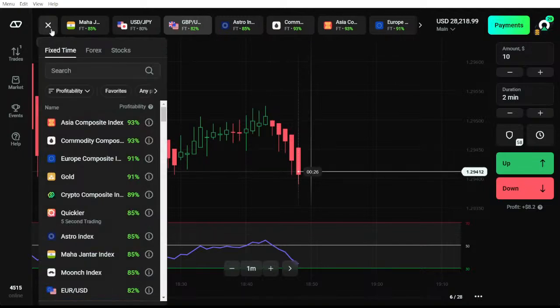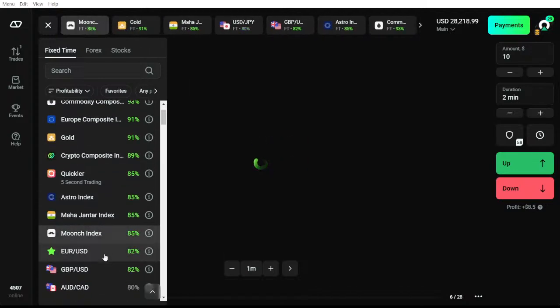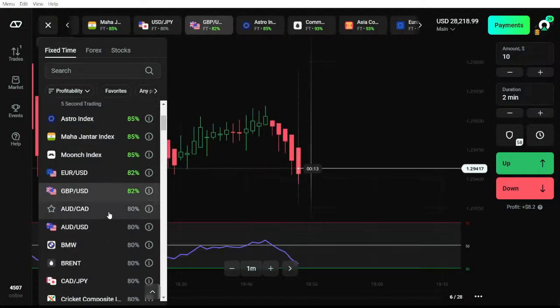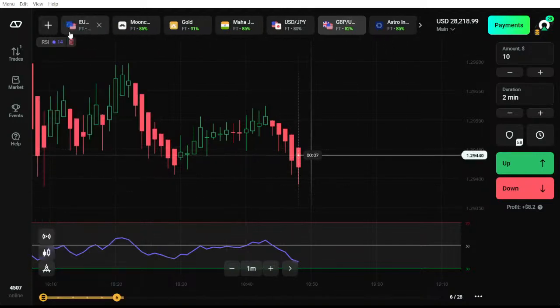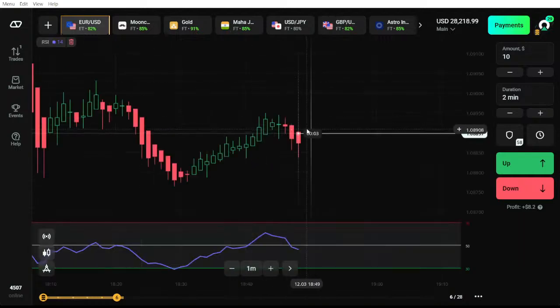Let me open a couple of more assets. All the assets which are having 80 or more than 80% profitability, or we will consider 82% for now, we will open all the assets and we will keep on shuffling them. It's not that you can use this only on these specific assets, you can use it on any of them.